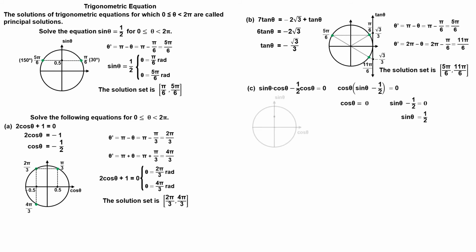We draw the unit circle. The cosine of theta is 0 when theta is pi divided by 2, or theta is 3 pi divided by 2. The second equation has already been solved.